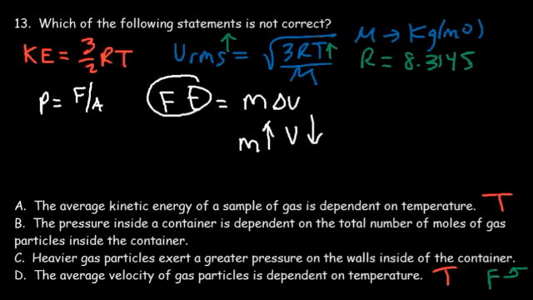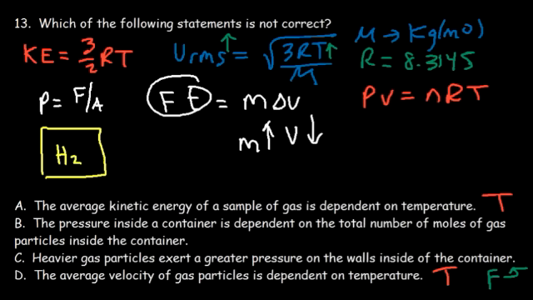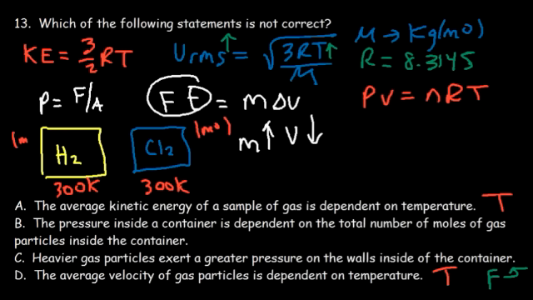Now another way you can see this is to use the equation PV equals nRT. Let's consider two samples of gases. Let's say we have hydrogen gas, which is a very light gas, and let's use a heavy gas like chlorine. Now let's say that they're at the same temperature, let's say 300 Kelvin, and we have the same quantity of gas, 1 mole. So 1 mole of chlorine gas, 1 mole of H2 gas, and let's say the volume of the container is the same. Let's say we have a 2-liter container.